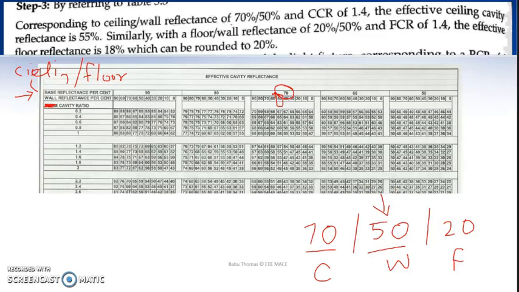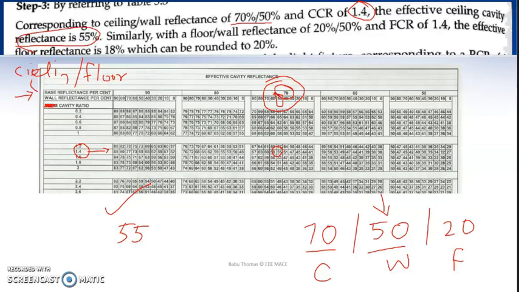And now we need to see that the cavity ratio of your ceiling is 1.4. So here you need to consider it as 1.4, and therefore corresponding to 70 and 50 and 1.4, the value of ceiling cavity reflectance is 55. So 55 is the ceiling cavity reflectance. That was the value which we have found out.